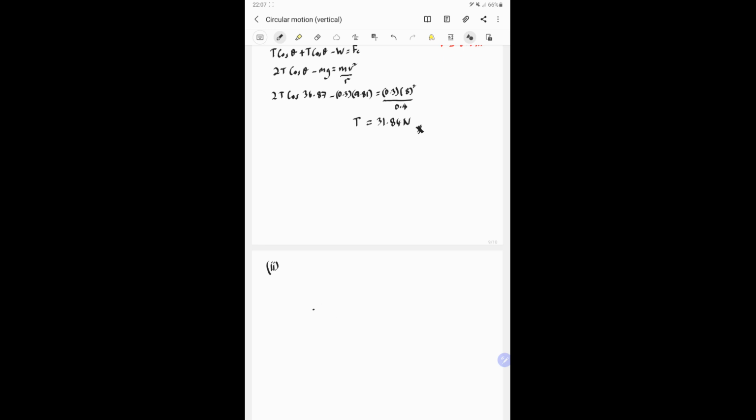Okay, this is the road. And then this is the object. So this is the string. Then this is the circle.